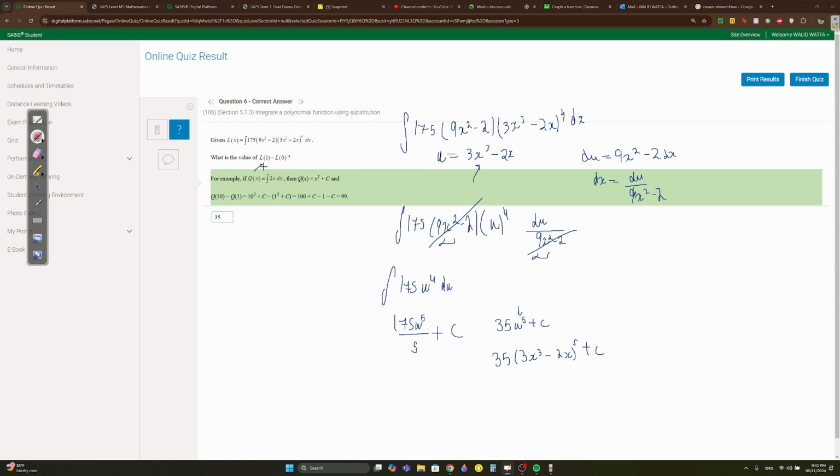Okay, we're saying L of 1 minus L of 0. So substitute x with 1 and substitute x with 0 and subtract. Obviously, when you substitute it with 0, you're going to get 0. So let's just substitute with 1 and find what's the value we get. 3 times 1 cubed minus 2 times 1 to the power of 5, and then plus c. Here, the plus c gets ignored.